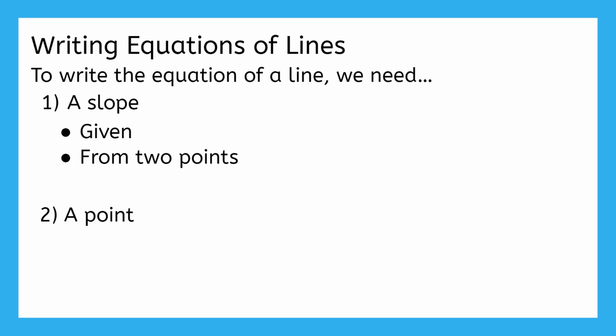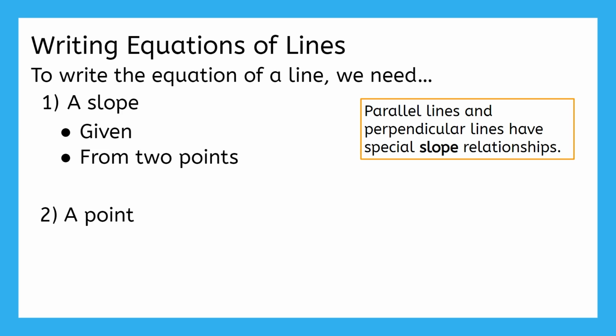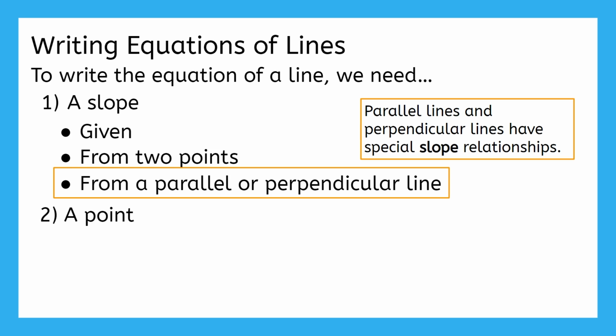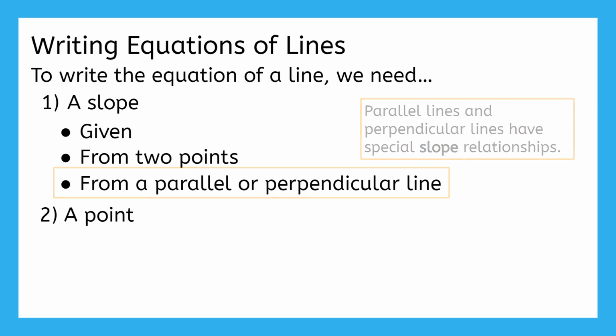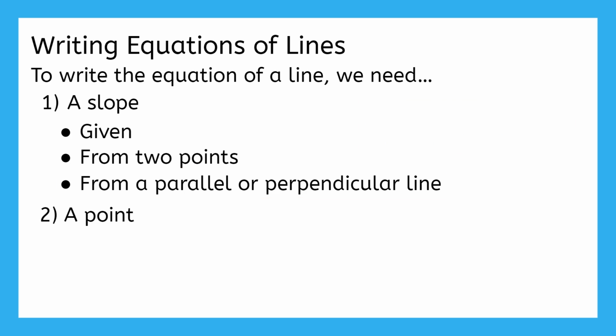I bet you're thinking, Justin, where's the geometry here? Well, you see, in the last lesson we learned about parallel and perpendicular lines, and they have a very special relationship in their slopes. That's right. We have a new way to find slope that we can add to this list. If I give you one line and ask you to find a new line that is parallel or perpendicular to it, that's another way that I can tell you what the slope of your new line should be.